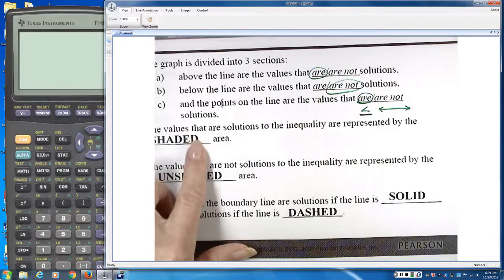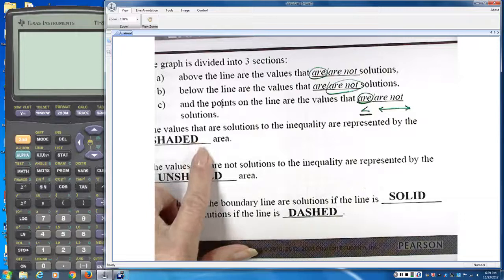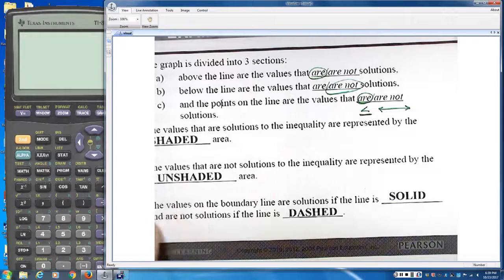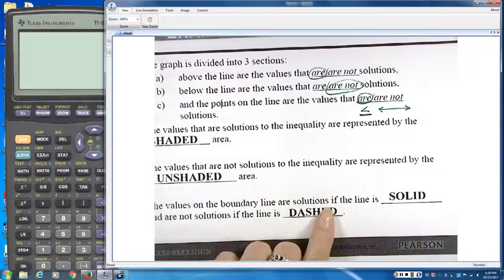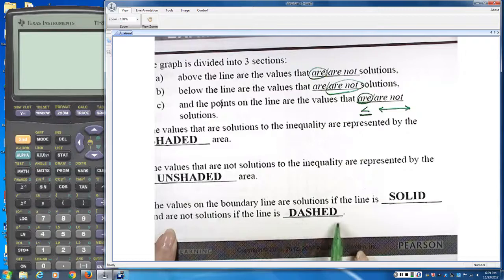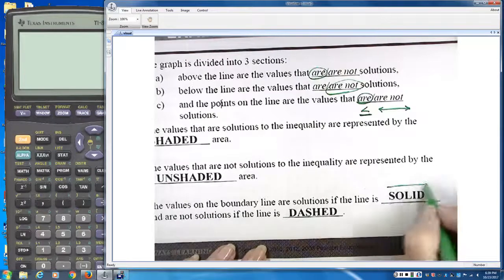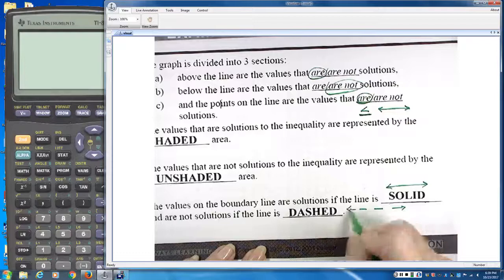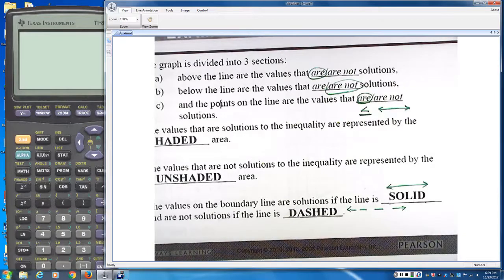The values that are solutions of the inequality are the shaded area, and the values that are not solutions are the unshaded area. And then the values on the boundary line are solutions if the line is solid, but they're not solutions if the line is dashed. And that's why you make it dashed, to show that that's where the line would be, but it's not really there. This is kind of like a placeholder to say this is where it would be.